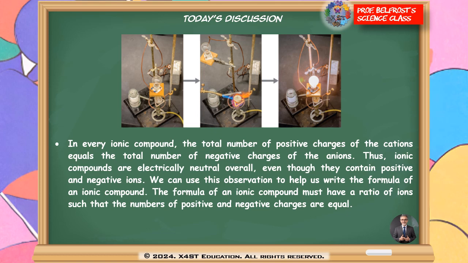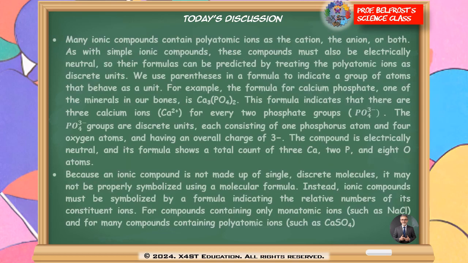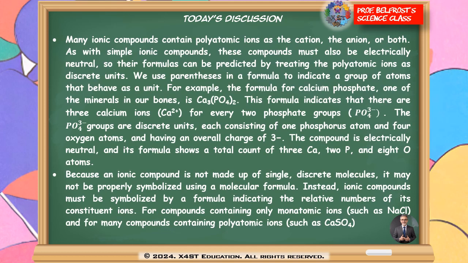We can use this observation to help us write the formula of an ionic compound. The formula of an ionic compound must have a ratio of ions such that the number of positive and negative charges are equal. Many ionic compounds contain polyatomic ions as the cation, the anion, or both. As with simple ionic compounds, these compounds must also be electrically neutral, so the formula can be predicted by treating the polyatomic ions as a discrete unit.